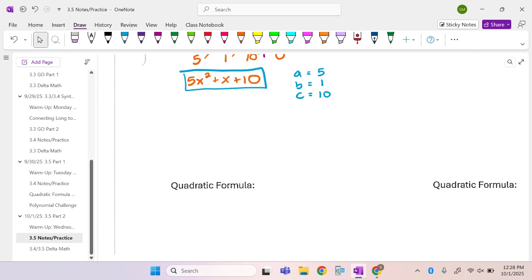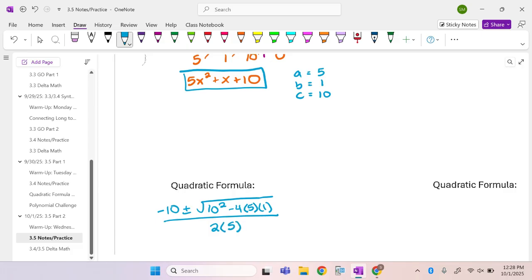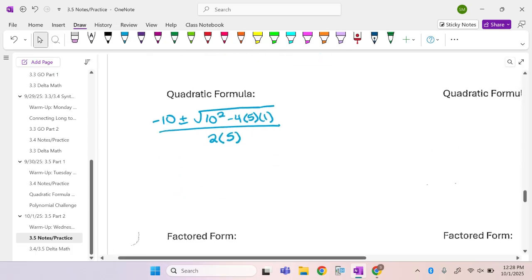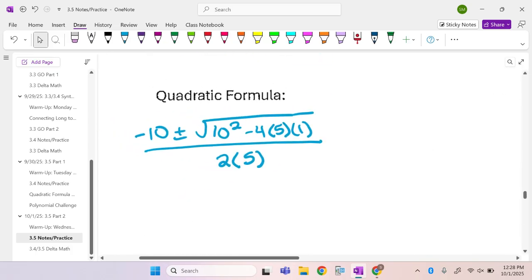So x equals -10 plus or minus the square root of 10 squared minus 4 times 5 times 1, and put that over 2 times 5. Good. So I just put it straight into my formula. No simplifying yet.